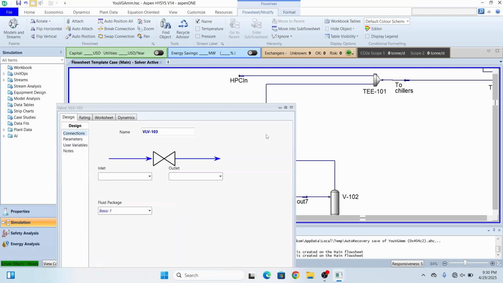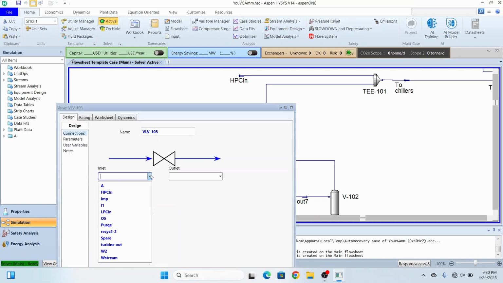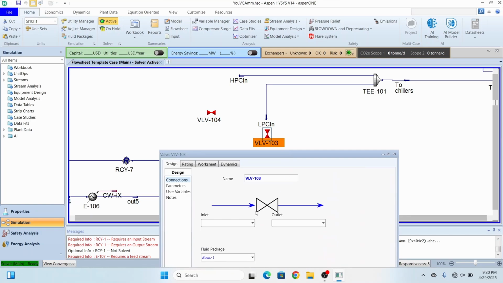I will double click on it. Its inlet, if I drag it a little down, would be low pressure. So here you can write low pressure chiller, or you can write heat exchanger heat X. So that is good. You have to specify.